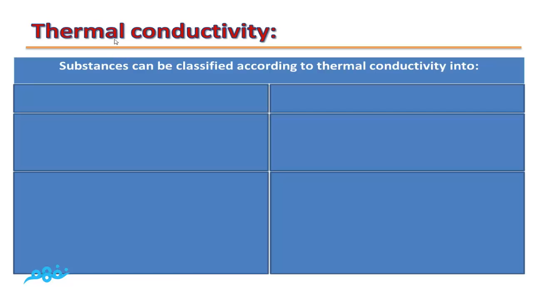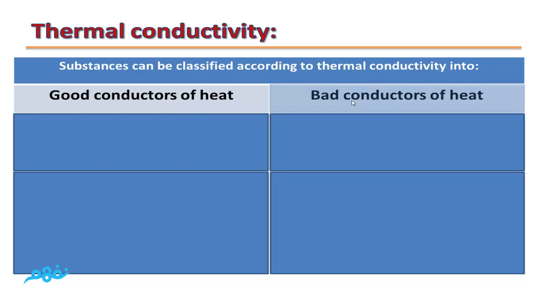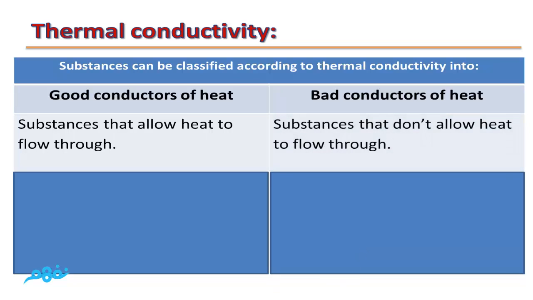The seventh property is thermal conductivity. Substances can be classified according to thermal or heat conductivity into two categories: good conductors of heat and bad conductors of heat. We will use the same definition that we used in electric conductivity. Good conductors of heat are substances that allow heat to flow through. Bad conductors are substances that don't allow heat to flow through.